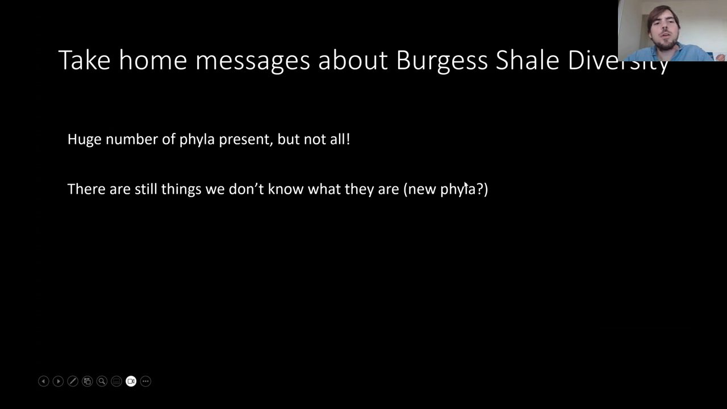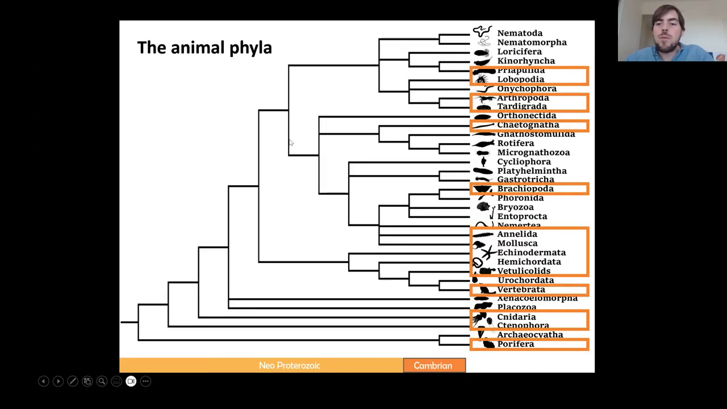So, what are some of the take home messages to understand the diversity of animals at the Burgess Shale? We know that there's a lot of different phyla present, so the Burgess Shale is very rich in the number of body plans we find. However, we do not find all of them.